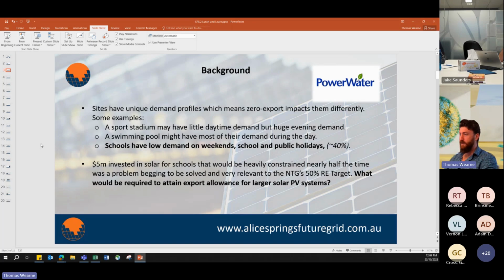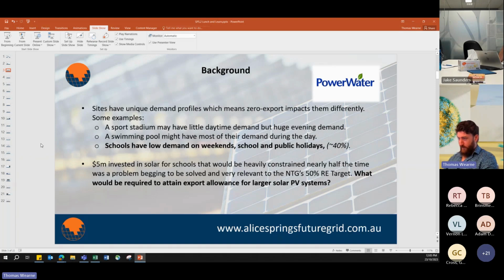So a few examples: a sports stadium might have really small demand during the day, but huge demand in the evening when the big lights come on and the game starts. A swimming pool could be the opposite and have most of their demand during the day when they're pumping and at their busiest. In terms of schools, they've got low demand on weekends, school holidays and public holidays, or really any time there aren't students around, and that ends up being about 40% of the time.